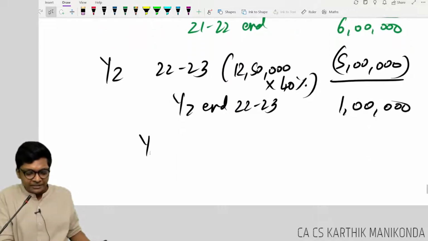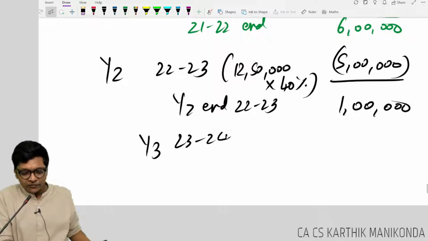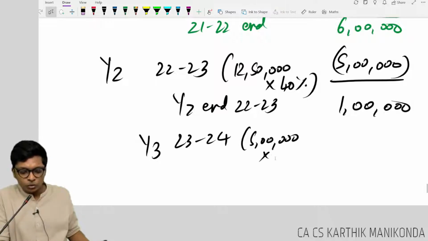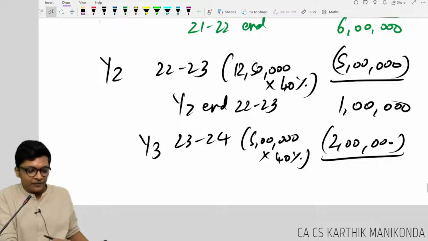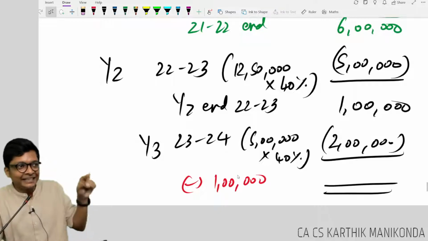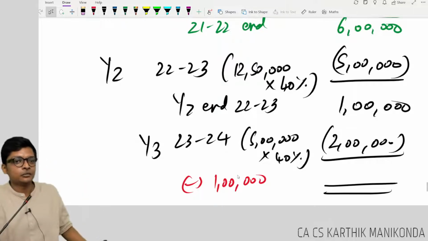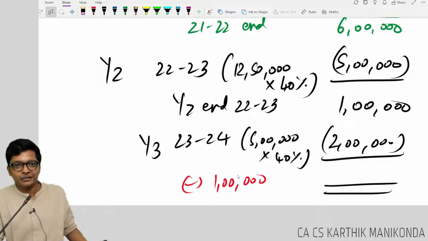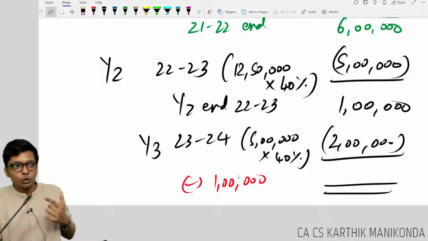Year 3 what happens? 23-24. What's my loss? 5 lakhs into 40%. How much? 2 lakhs loss. So what will be value of investment? Negative. You are getting negative 1 lakh. Can I show on the asset side investment negative 1 lakh? Can I show, guys? The standard says you have done such a good investment where the value is negative.